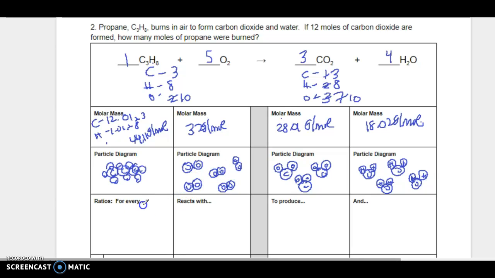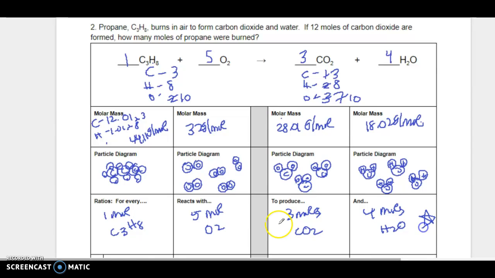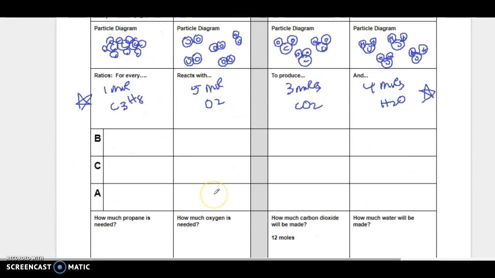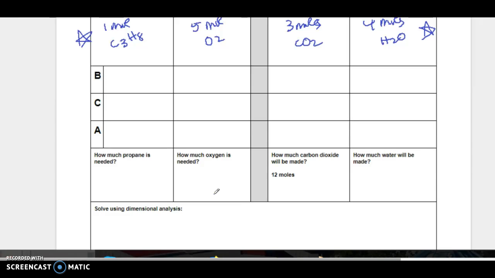6, 10, 2 or 6, 10. Okay, all right, so the ratio is the important step. For every 1 mole of C3H8, I need 5 moles of O2 to get 3 moles of CO2, and I would get 4 moles of H2O from that, okay? So there's my ratio step. That's the important step, okay? All right, now let's fill out the BCA table.